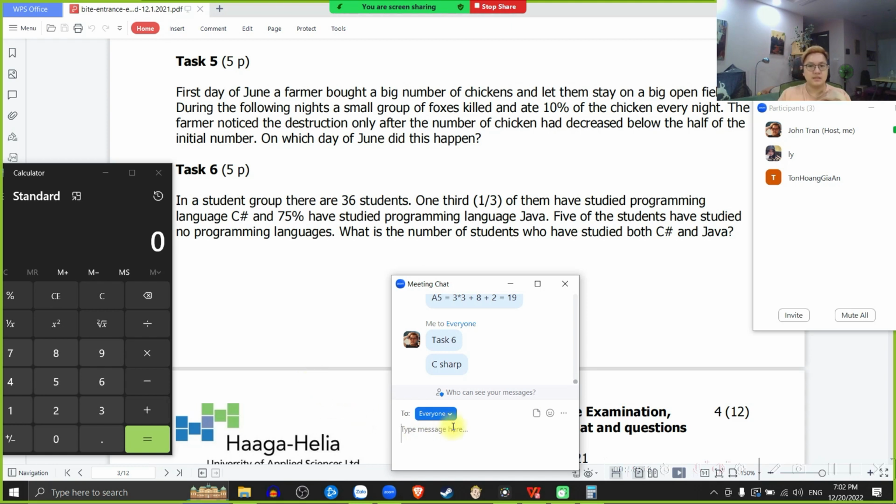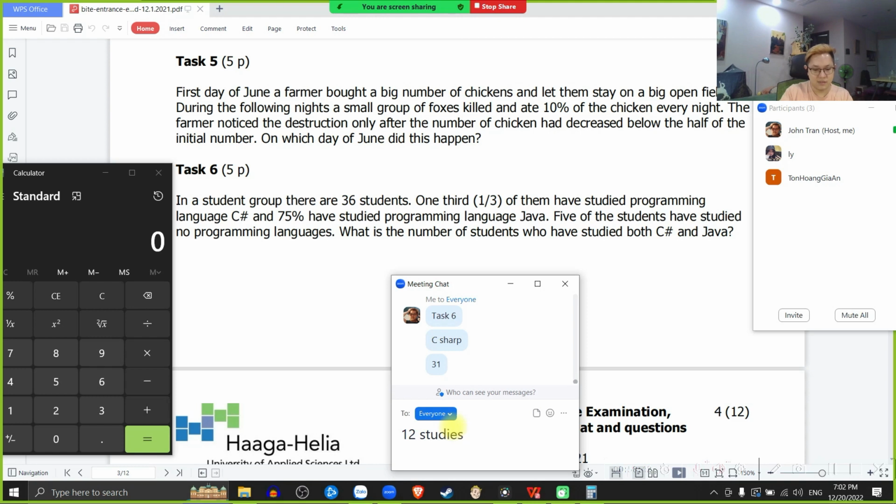Ok, nên bây giờ nó như thế này nè. Mình phải trừ ra 5 sinh viên học sinh mà không học cái gì hết, nó sẽ không nằm trong cái đám mà cuối cùng mình tìm được. So we have to eliminate the 5 students who have studied no programming language out. So you have 31, right? Thế sẽ có 31 người. So a third of them have studied programming. Tức là 12 người.